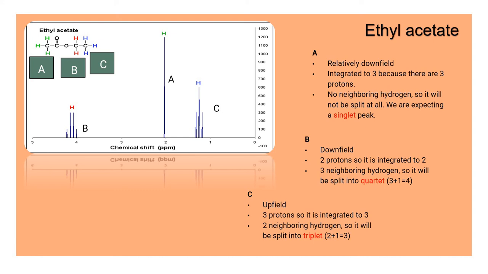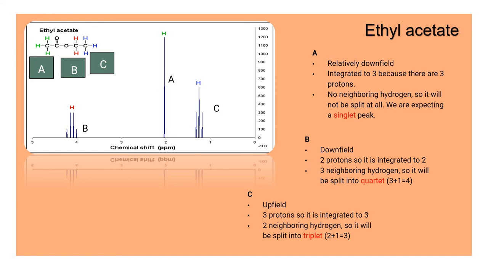For B, 2 hydrogens are adjacent to the oxygen atom, which is very electronegative. So we expect it to be downfield, because downfield is for atoms that are near an electronegative atom. There are 2 protons, so it is integrated to 2. And there are 3 neighboring hydrogens, so it will be split into a quartet, because n plus 1, which is 3 plus 1, is 4. So the signal for B will be at 4 ppm.